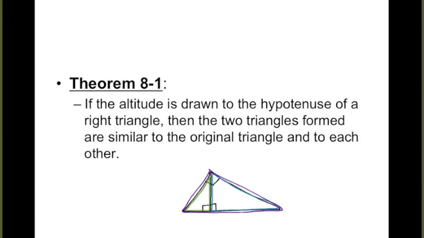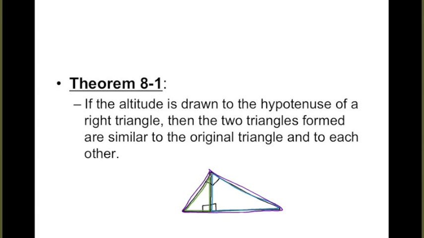So the theorem says then the two triangles that are formed, the green one and the blue one, are similar to the original, the whole big purple one, and actually similar to each other. So before break, in Chapter 7, which was like a month ago, so it seems like a really long time ago, we talked about what similar means.